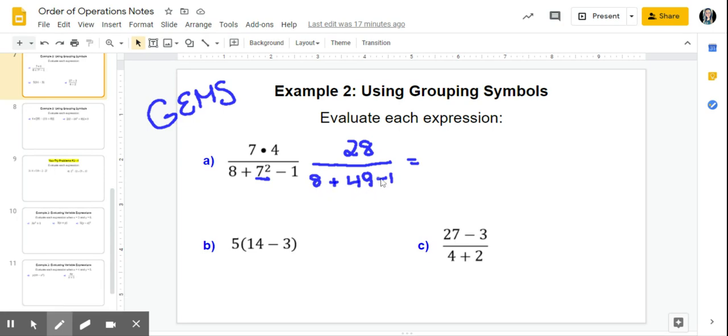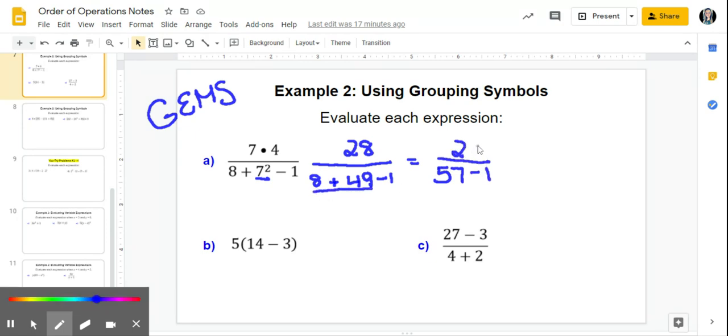Okay, I'm still going to simplify the bottom. So now the exponent's taken care of, I'm going to look for any multiplication or division. If I start at the left and work my way over, I don't see any multiplication or division. So that step's done. Now I just need to look for subtraction or addition. So the first thing I see is this 8 plus 49, and that gives me 57. Bring over the minus 1, and bring over my numerator of 28. Still simplifying the bottom here, so I got one more step. 57 minus 1 just gives me 56.